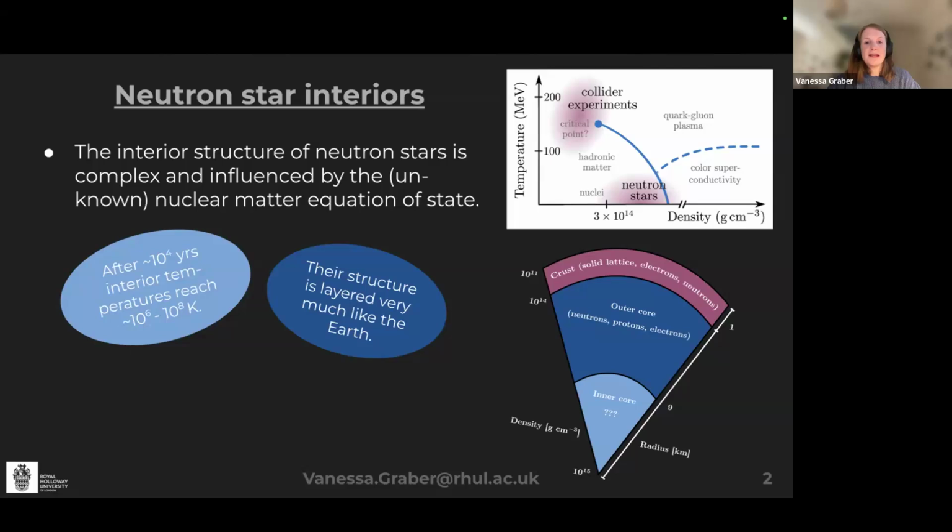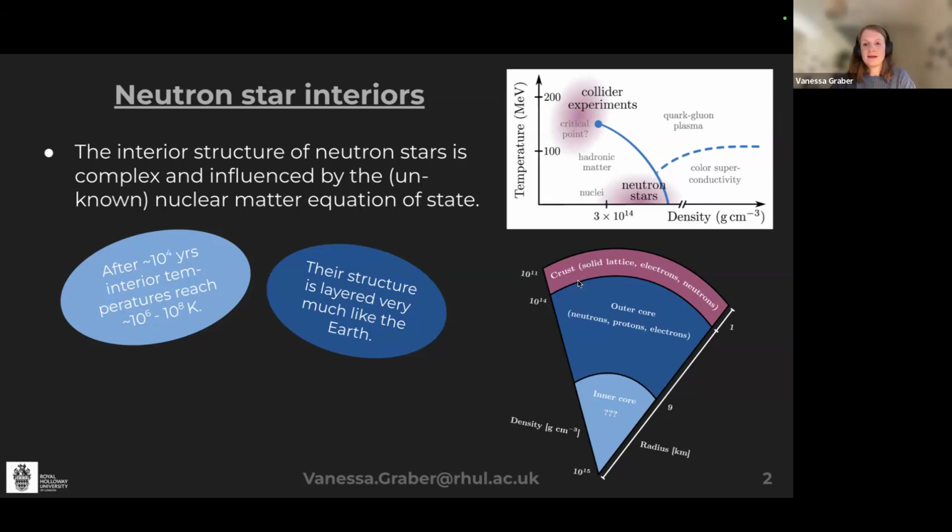It's very much layered like you would expect from the Earth. So if we go from the outside to higher densities, we have a solid crust that's made up of a solid lattice, which is permeated by electrons as well as neutrons. And we have this outer core where we have a fluid of neutrons, protons, and electrons, and at sufficiently high densities, also muons.